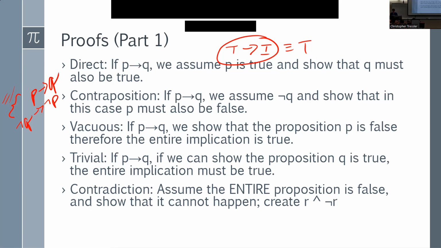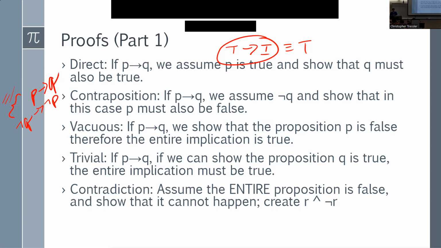That's what the contrapositive is saying. Then we have vacuous. Remember when I was talking about implication evidence earlier, we talked about how no matter what, if the left proposition is false, the entire thing must be true, right? So basically what we're doing is we're taking Q and we're not even going to care what Q is. We're just going to prove that P is always false.